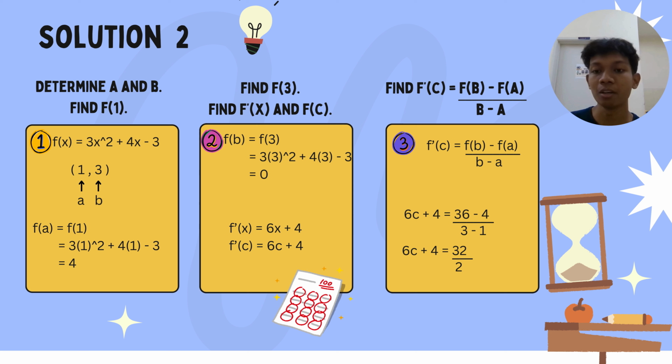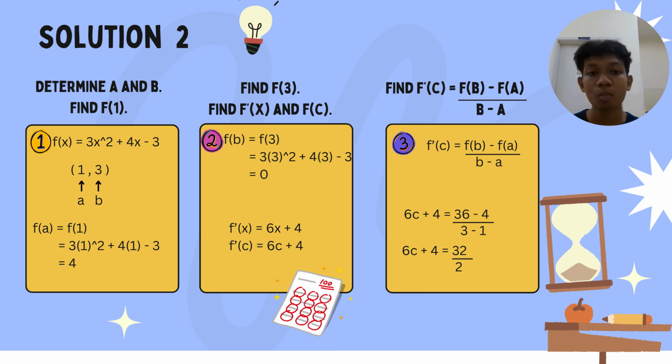Determine a and b. We need to find f(1). Interval a is 1, so we insert the 1 into f(a). So it will become 3 times 1 squared plus 4 times 1 minus 3, and the answer will be 4. Second, we need to find f(3). 3 is the interval for b, so it will become 3 times 3 squared plus 4 times 3 minus 3, which will become 36. So for f prime x it is 6x plus 4, and we need to change x into c.